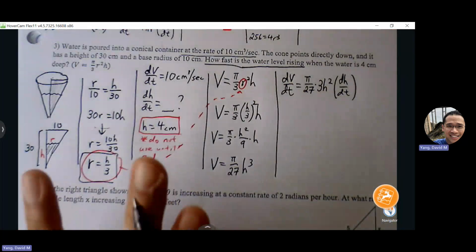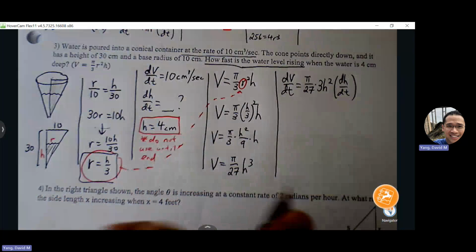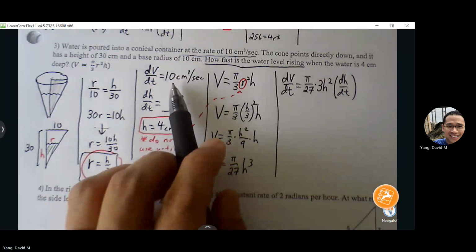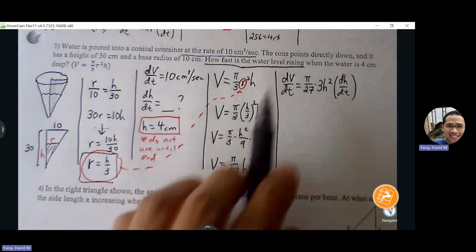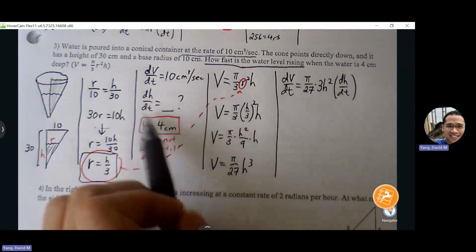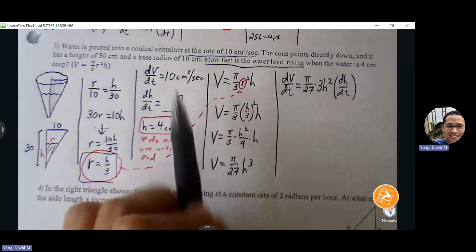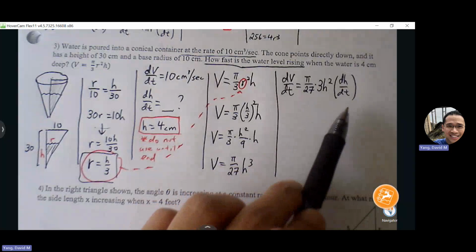Okay, so now the calculus is done, right? Because everything we need is in front of us. We have dV/dt, we have h, and we have the variable that we're looking for, dH/dt. So replace dV/dt and h with the numeric values, and then just algebraically solve for dH/dt.